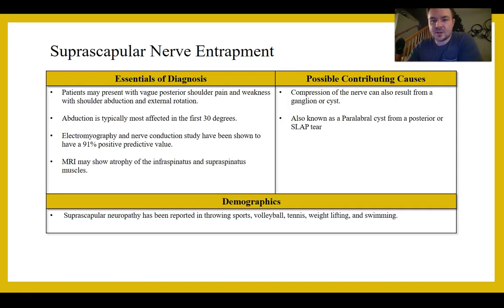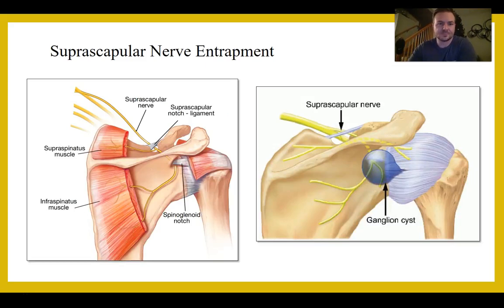Other possible contributing causes: compression of the nerve can also result from a ganglion or cyst. This is also known as a paralabral cyst. It's usually from a posterior labral tear. So we'll get into that here.